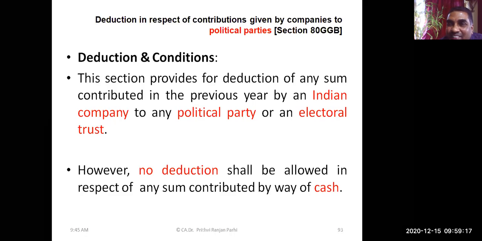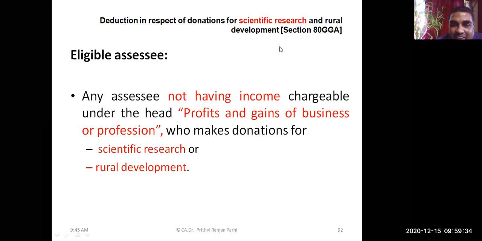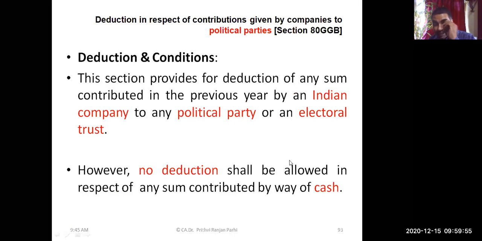The section says deductions of any sum contributed in the previous year. Yes, in the previous year, naturally, when you do the assessment, we see what is the contribution made during the previous year. And this is section 80GGB. This is different from the previous section, which is 80GGA. 80GGA is for an assessee not having income chargeable under the head profits and gains of business or profession, and this donation is for scientific research and rural development. Whatever sum is contributed for this, that is eligible for deduction under 80GGA. Donation to a political party is eligible, but here who is eligible? Only an Indian company.